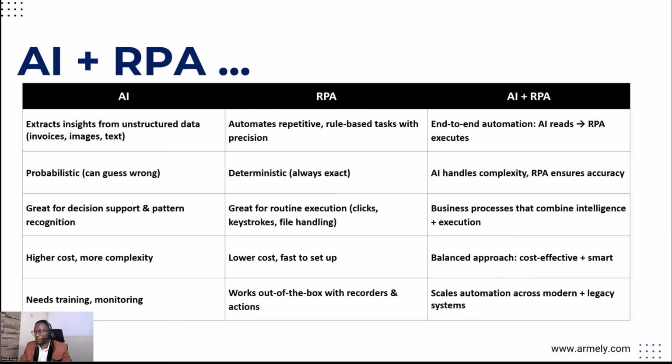So we're here talking about how we can have a balanced approach, that we are both cost effective on one side and we are smart on the other. And we all know AI needs training and monitoring, but for RPA, it's just recorders and actions. So let's combine the two and scale automation across both modern and legacy systems. And we're going to see this in a moment.